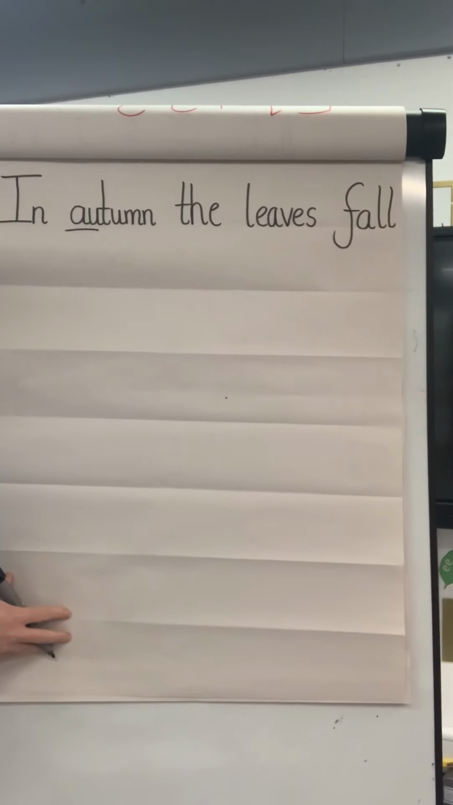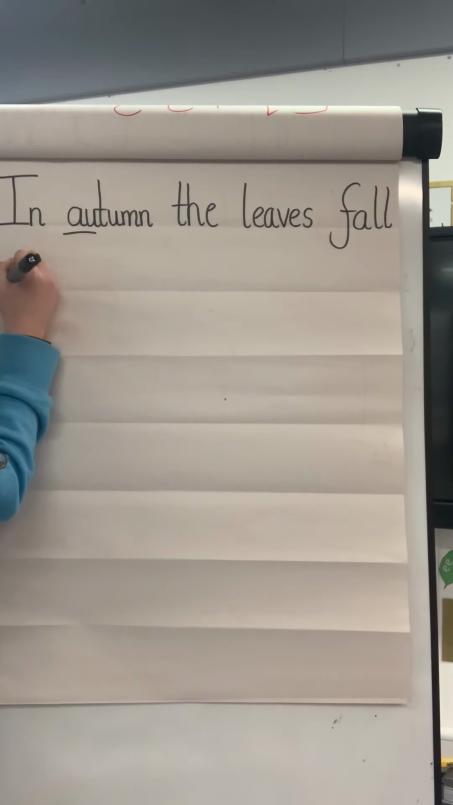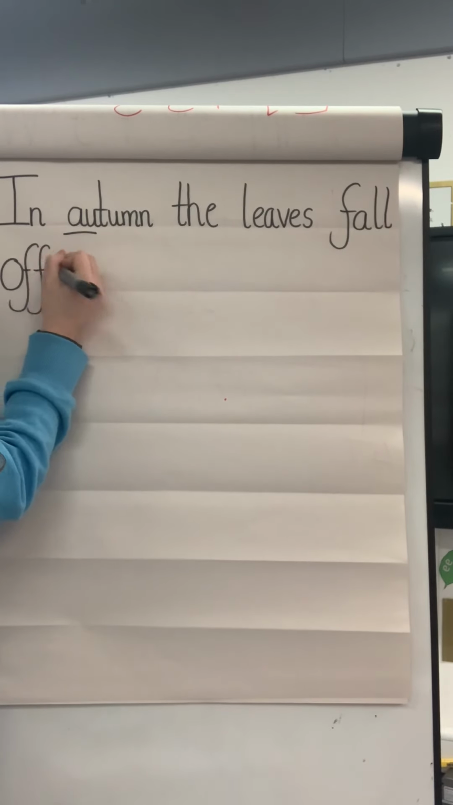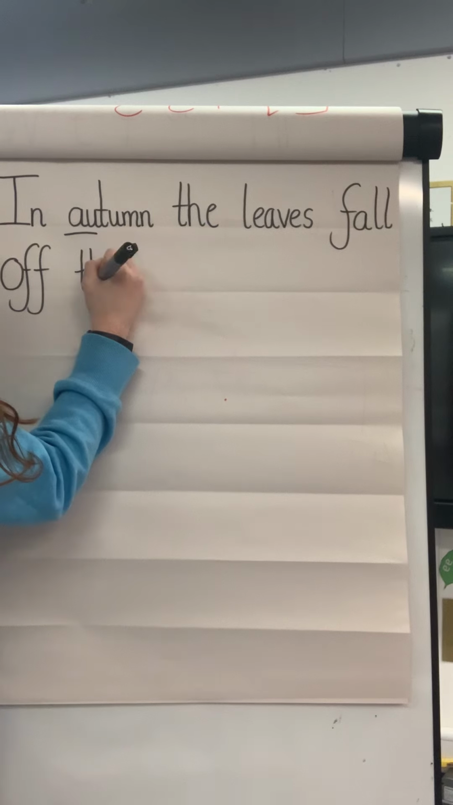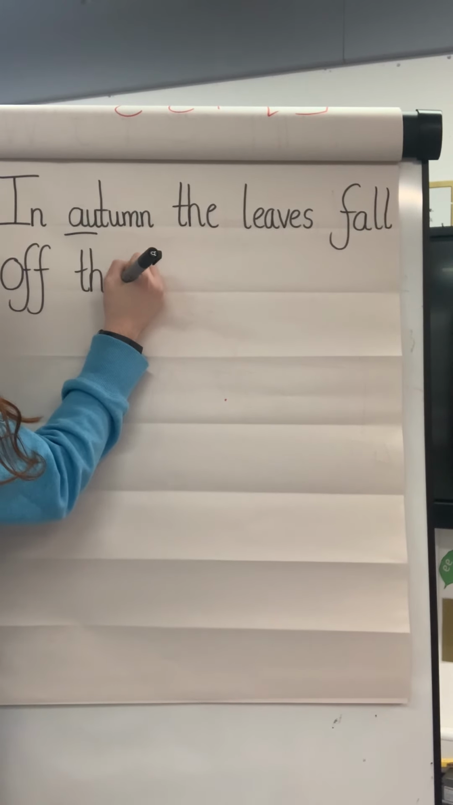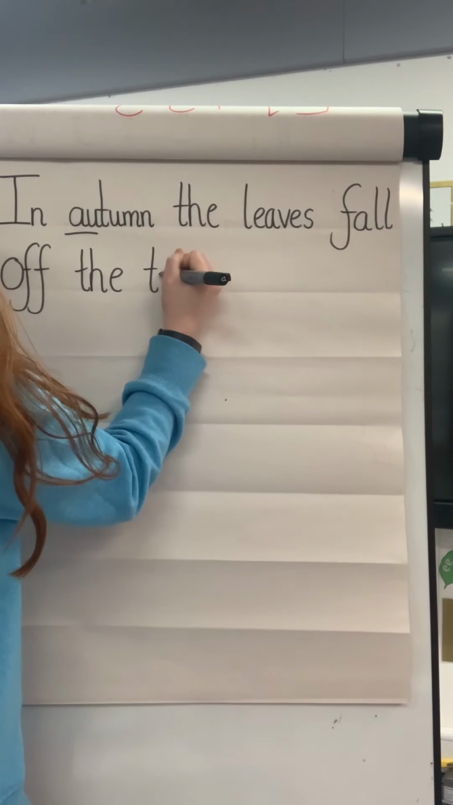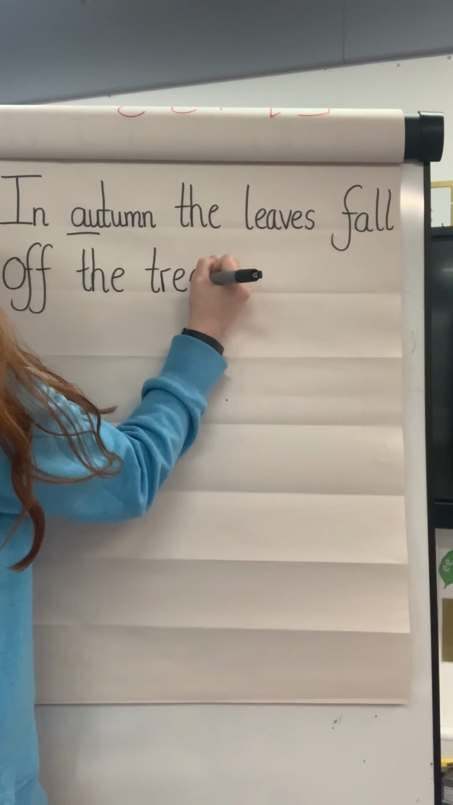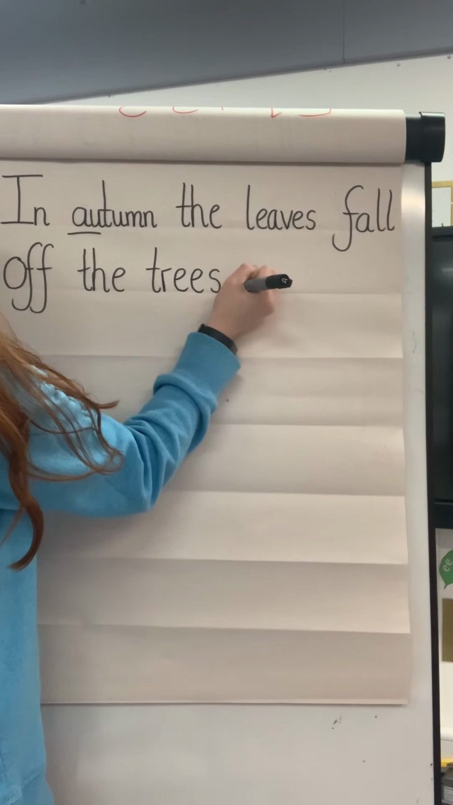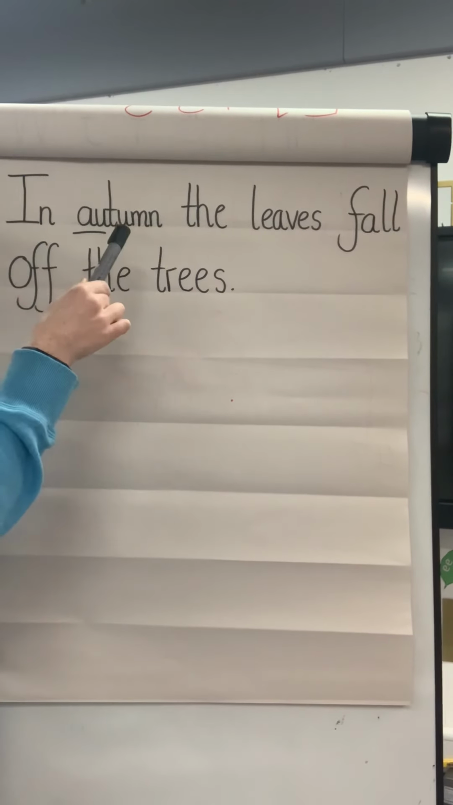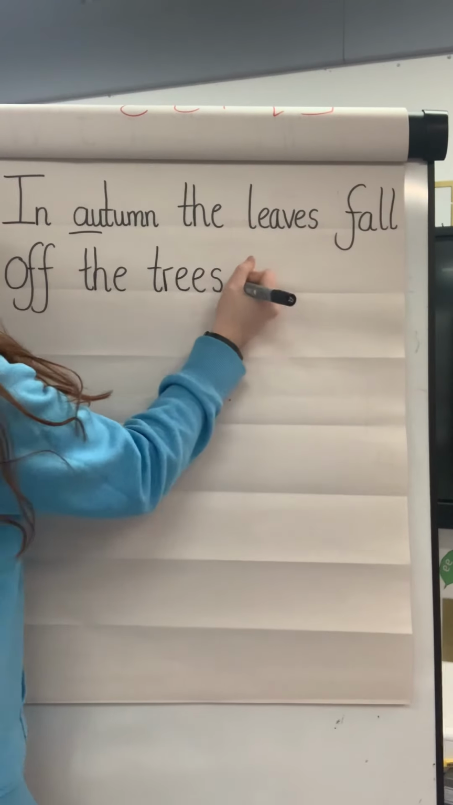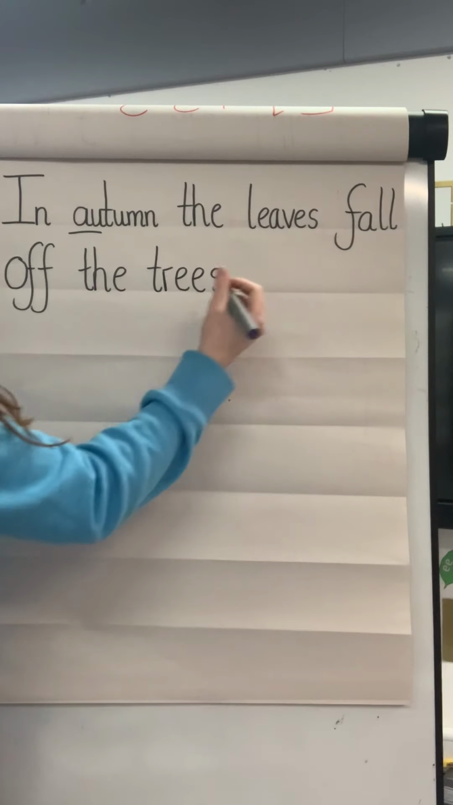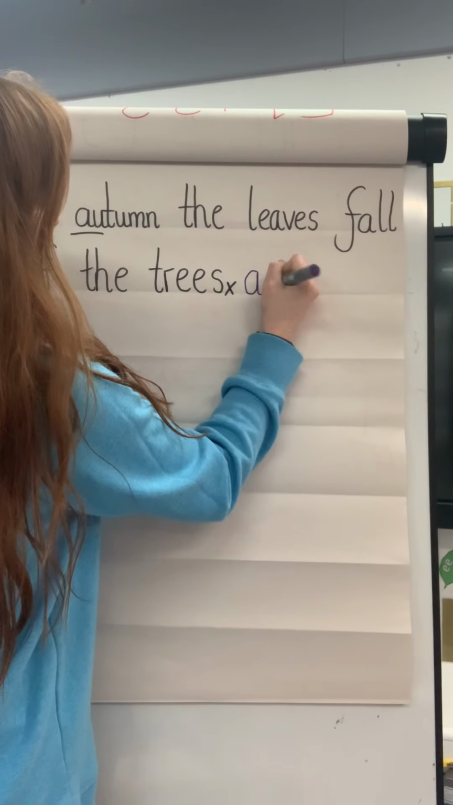So, in autumn, the leaves fall off the T-H-E, and then trees, so T-R, and then E-E-S, and we're going to put our full stop in. In autumn, the leaves fall off the trees. However, I want to extend it using the word and. So we're going to use the word and. What else happens in autumn?